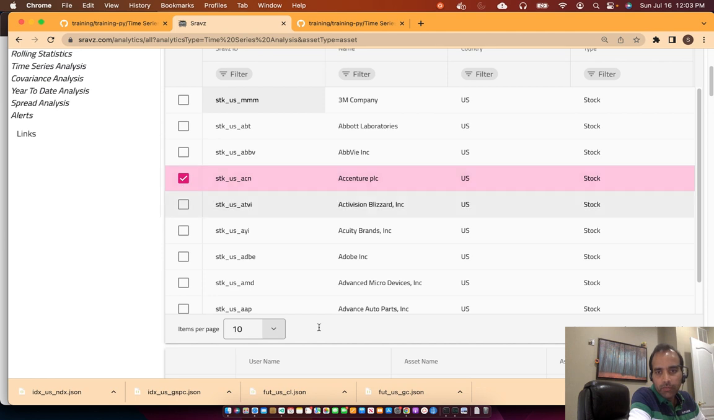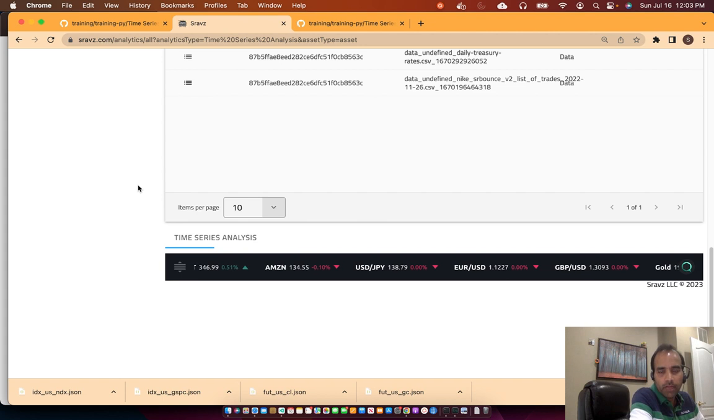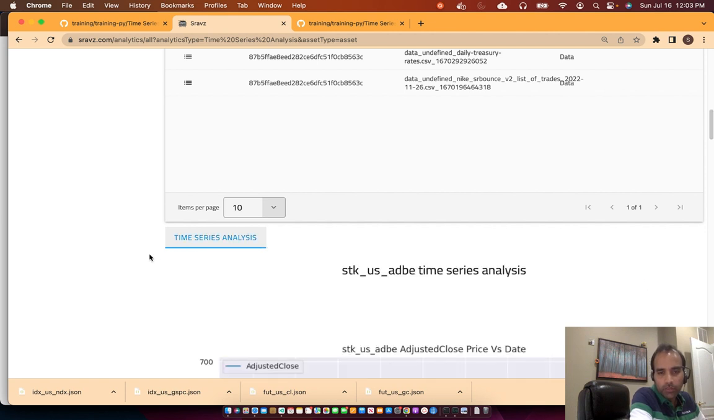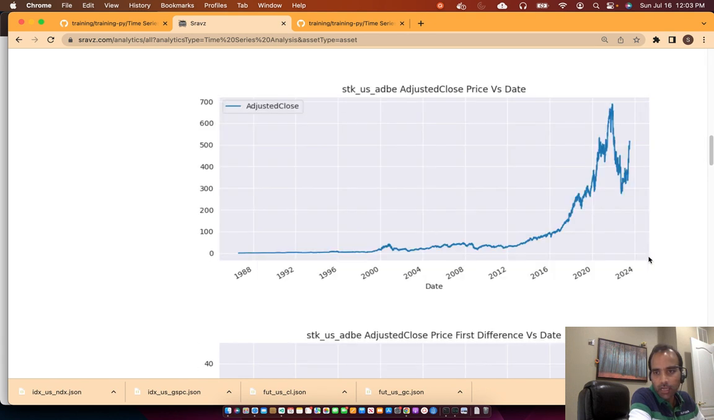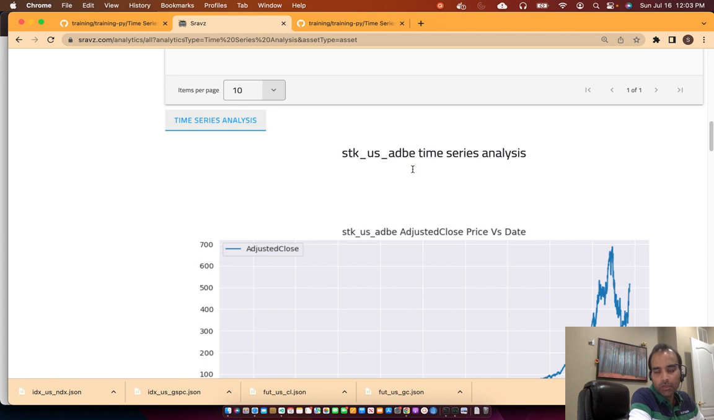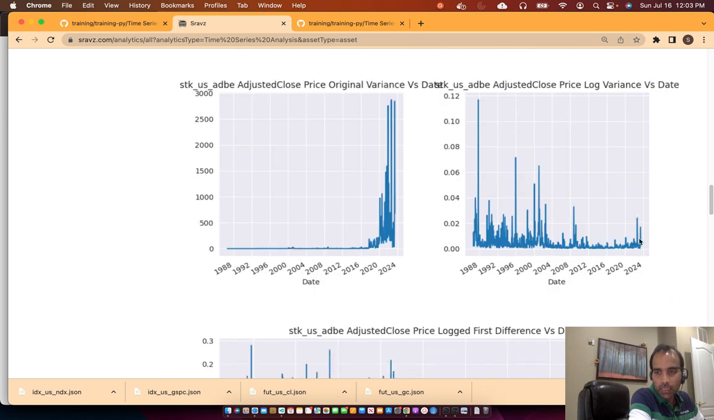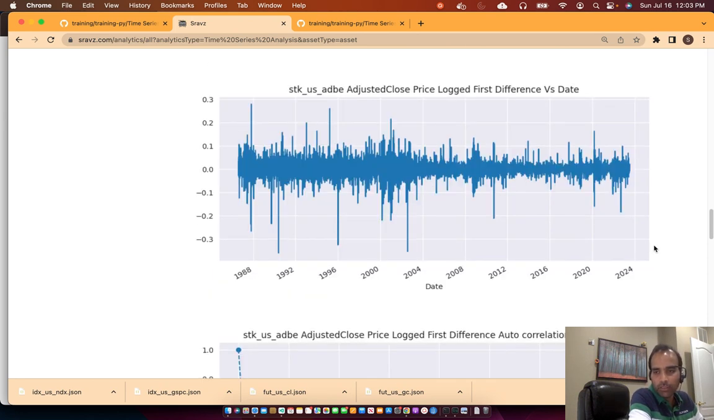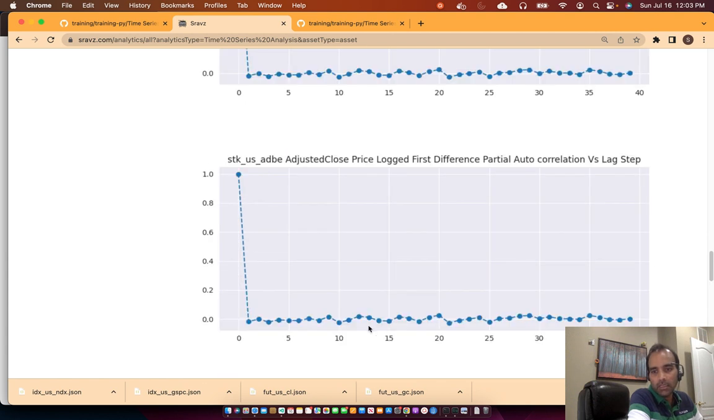For example, if we look at the Adobe stock, click on the stock. It takes a while for the time series to generate in the backend, around 10 seconds. Once you wait for around 10 to 15 seconds, this tab should display and it shows the time series analysis for Adobe stock. Today we'll go through these plots and try to understand if time series is beneficial to us to make any decisions on investments.